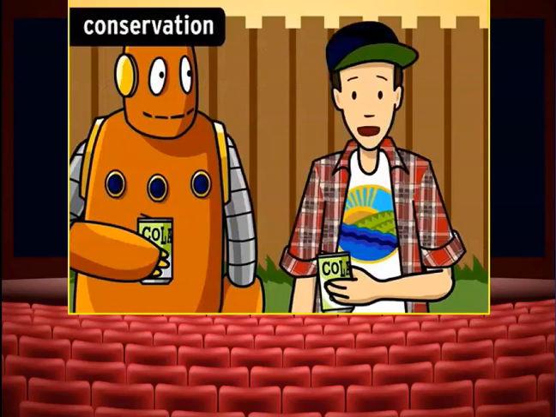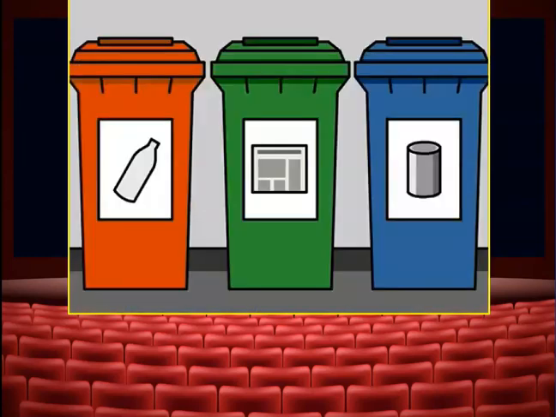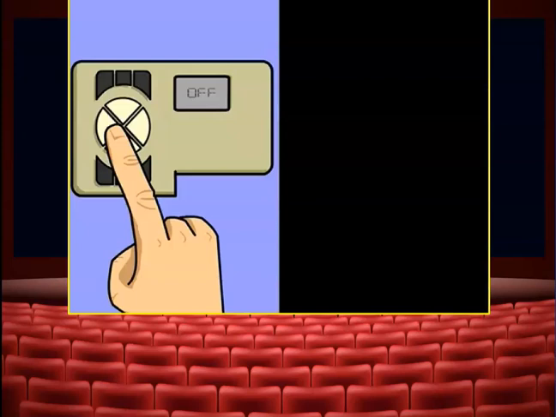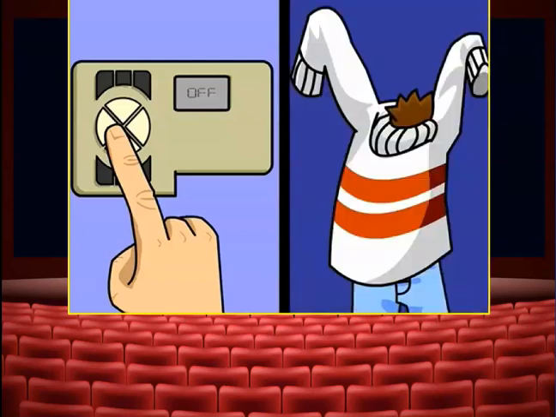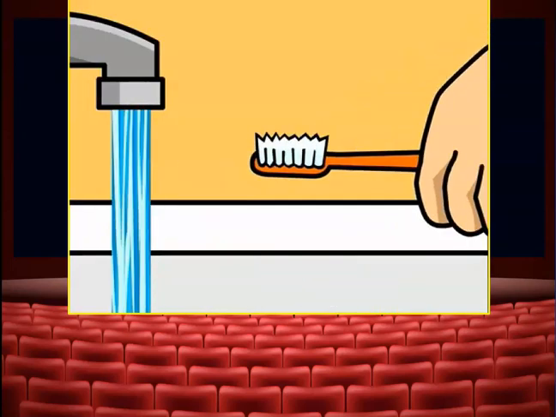Well, that's the idea behind conservation. Everyone can do their part to conserve or save our natural resources. At home, you can recycle all paper, plastic, and aluminum products. Easing up on the use of air conditioning and heating just a little bit saves money and fuel. And you can save a lot of water just by turning off the faucet while you brush your teeth.